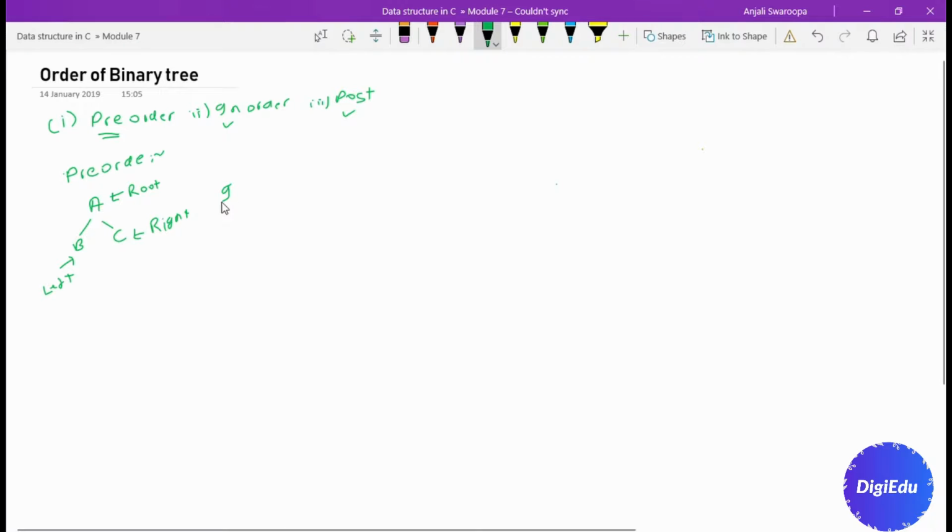The general sequence of pre-order is you first write the root, then you write the left subtree, then you write the right subtree. So this is the very general sequence for a pre-order. Now let's say you are given a question like this, where a binary tree diagram is given, and you need to find the pre-order of this particular binary tree.